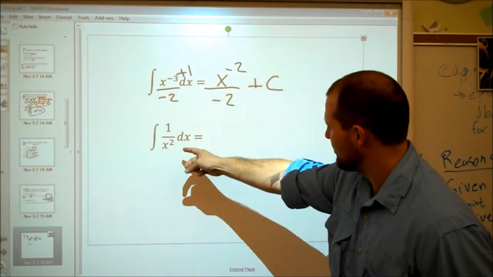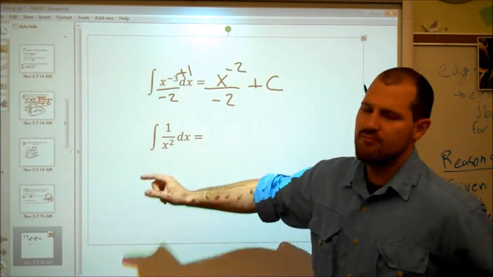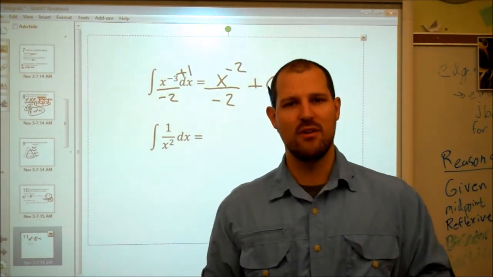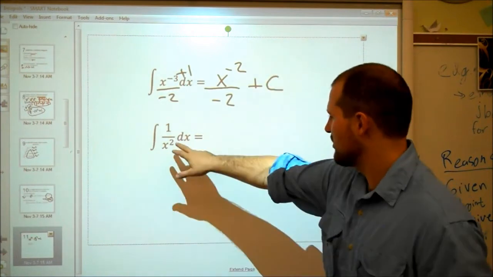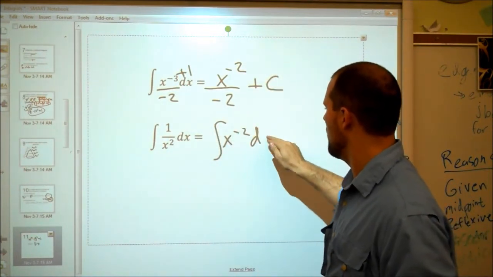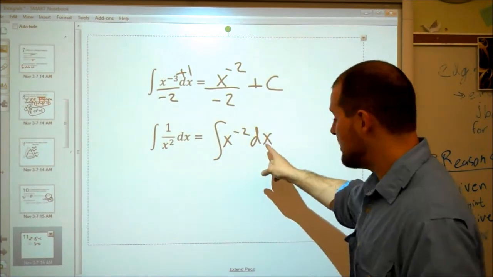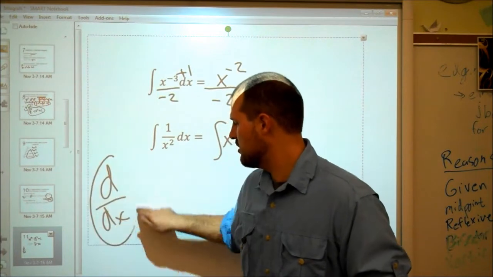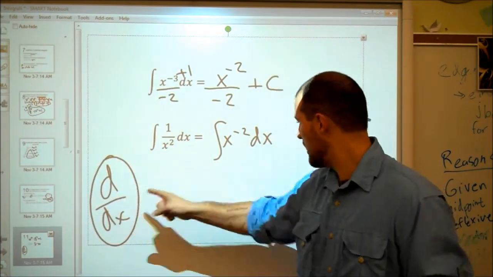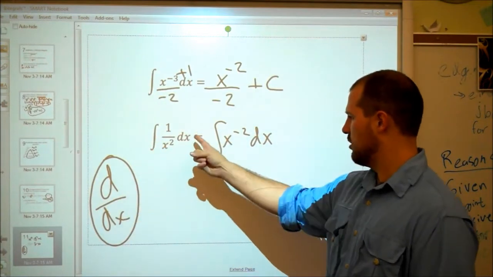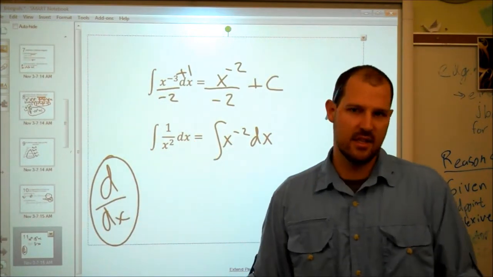Same with this one. Very, very similar. Remember, the same rules for making it look calculusable from our derivative unit are going to apply here. This looks a little confusing. It's a little easier if I write this as x to the negative second power with respect to x. That dx, by the way, is very similar, I hope you see, to our derivative command. d dx, integral dx. Derivative with respect to x, integral with respect to x. That's all it's saying.